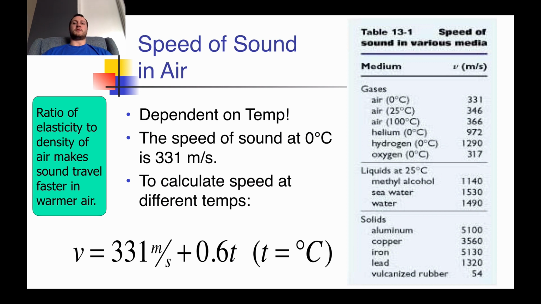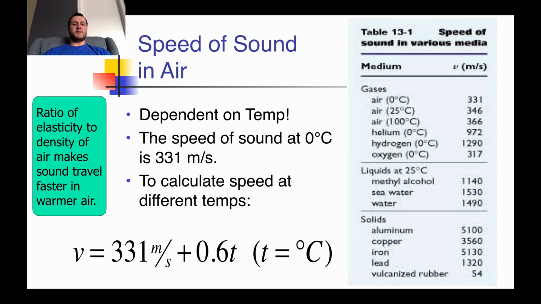That lower density results in a lower inertia for the particles that are present, or a perceived inertia, I should say. So the elasticity drops, which would actually make it be slower, but the density drops by a greater rate, which is going to cause that temperature increase to cause the speed to increase in air as well.